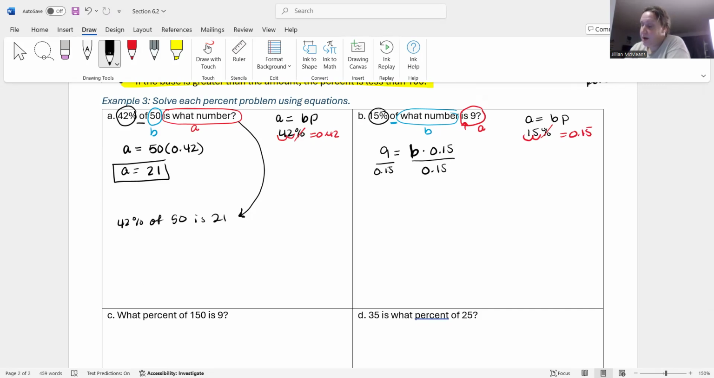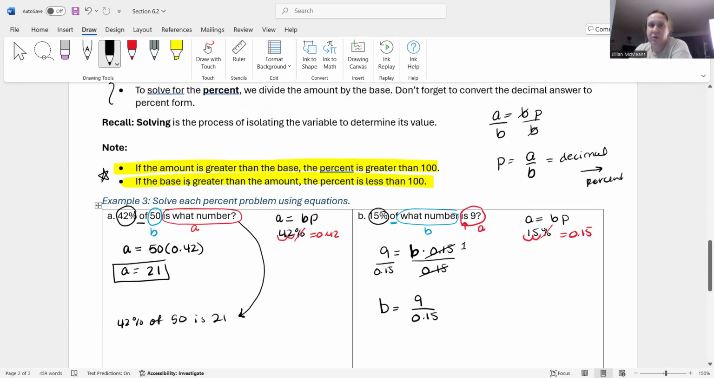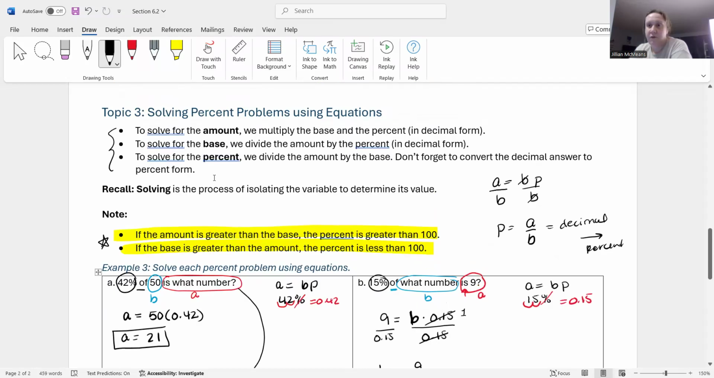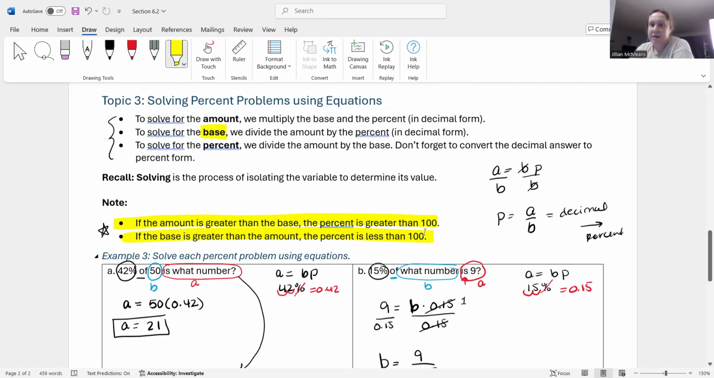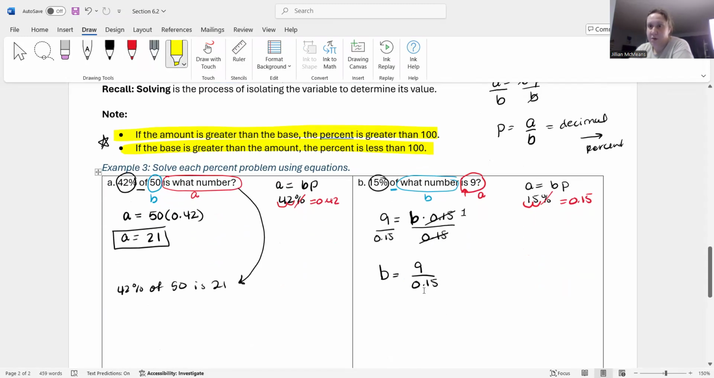We're doing the steps right here. So 0.15 divided by itself is really just 1. 1 times b is just b. And then we have 9 divided by 0.15 that our calculator can do for us. And if we scroll up just a second, remember I gave you some hints for how to solve for each of these. And we have right here, if the base is what we're solving for, we divide the amount by the percent. And that is exactly what we have here. We have the amount divided by the percent, okay?